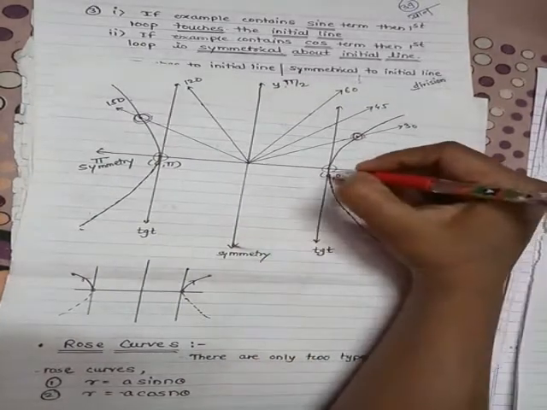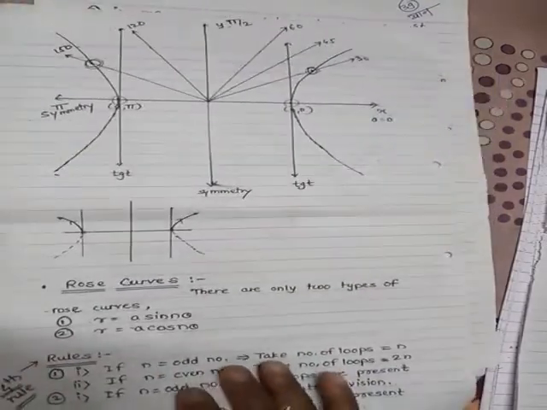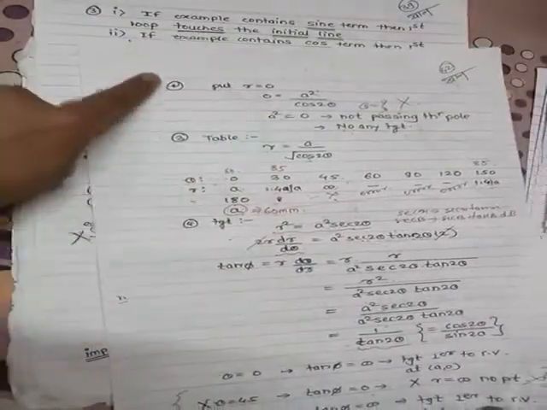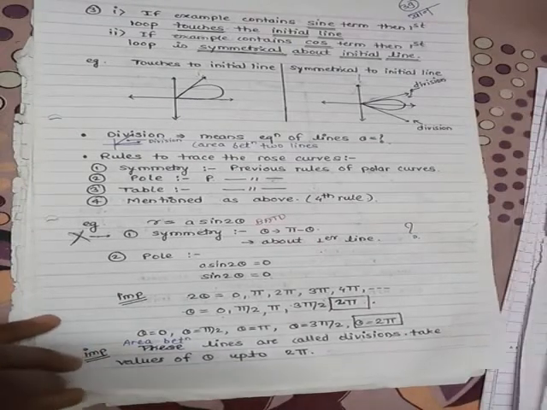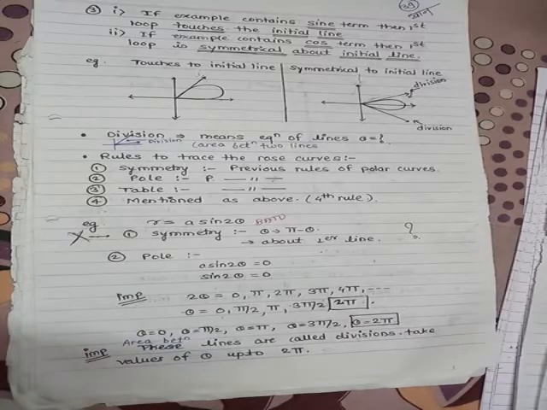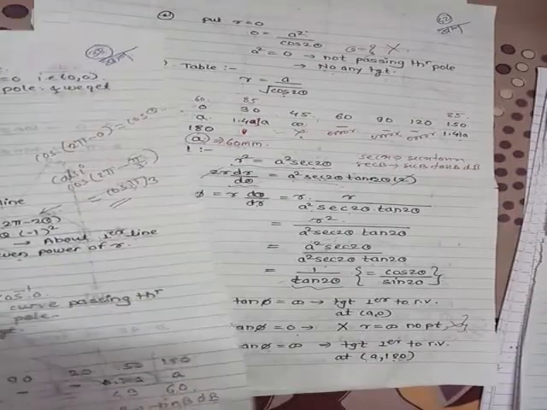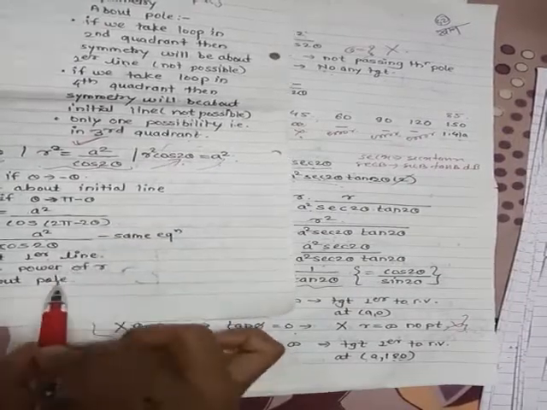So how to join this? This part and this part we will get only. And symmetry is about x-axis. Symmetry is about all the conditions: initial line, perpendicular line, pole.